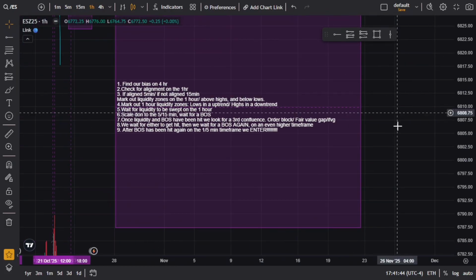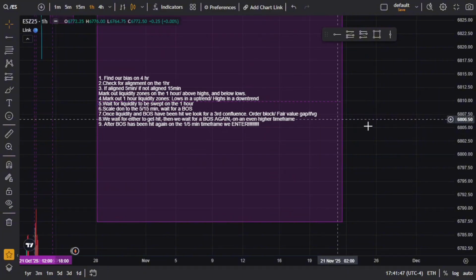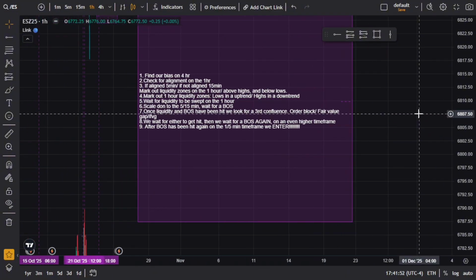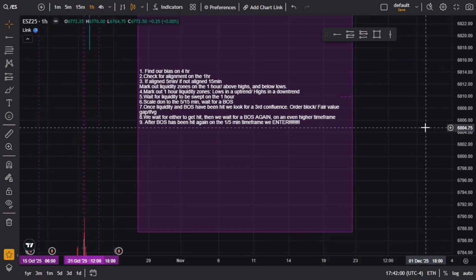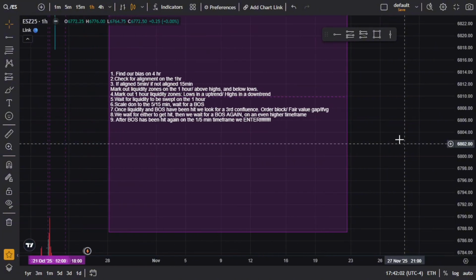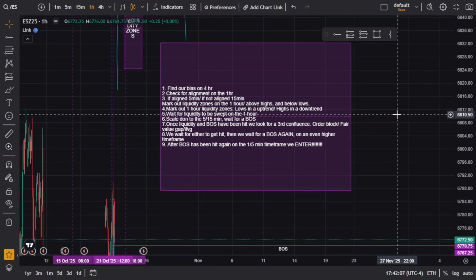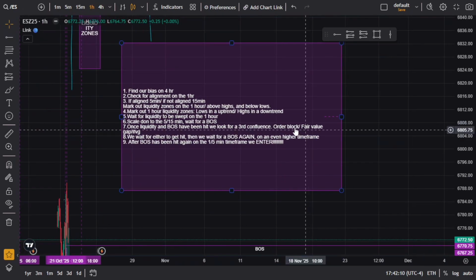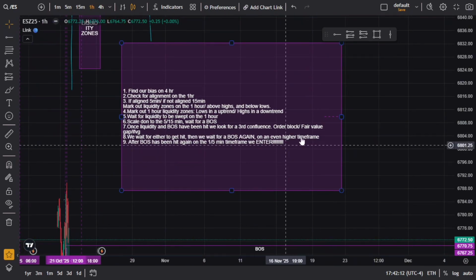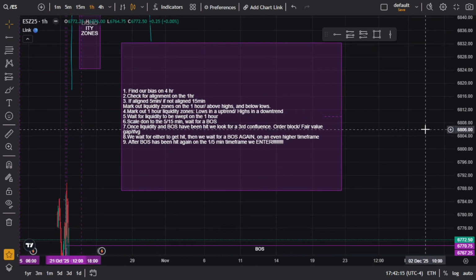After we do that, once liquidity and breaker structure have been hit, we look for a third confluence. Either that's an order block, fair value gap, or inverse fair value gap. Those are the only three that I ever use. There's other ones you can use, like SMT divergence and the 79% level on the Fibonacci retracement scale. Those are more intermediate stuff. If you don't understand that, look it up. I only use order blocks, fair value gaps, and inverse fair value gaps. IFVG is short for inverse fair value gaps.